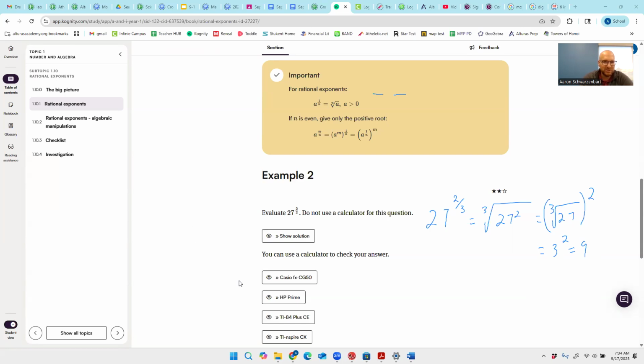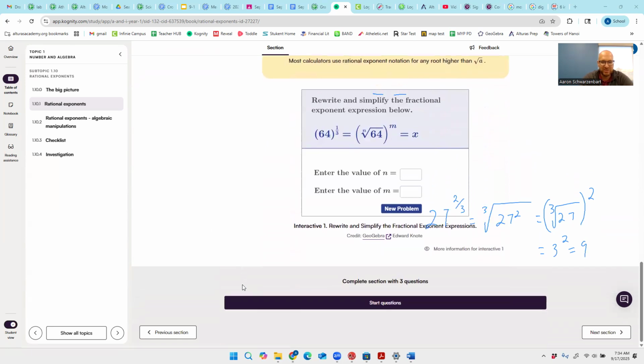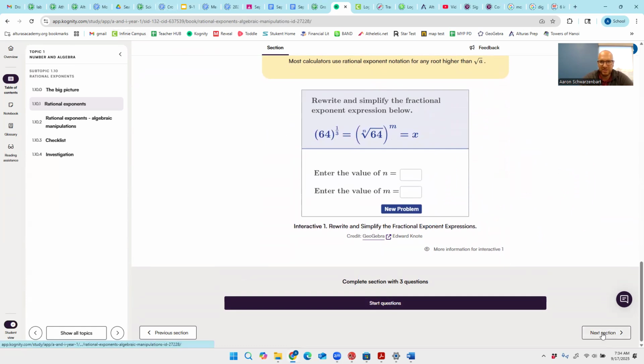And it's good to be able to do that by hand. Yes, you can use a calculator on the exams, but it's good to be able to do it by hand because it might be quicker. Or what's really important is you might have to do it with variables. That's where it just keeps coming up.